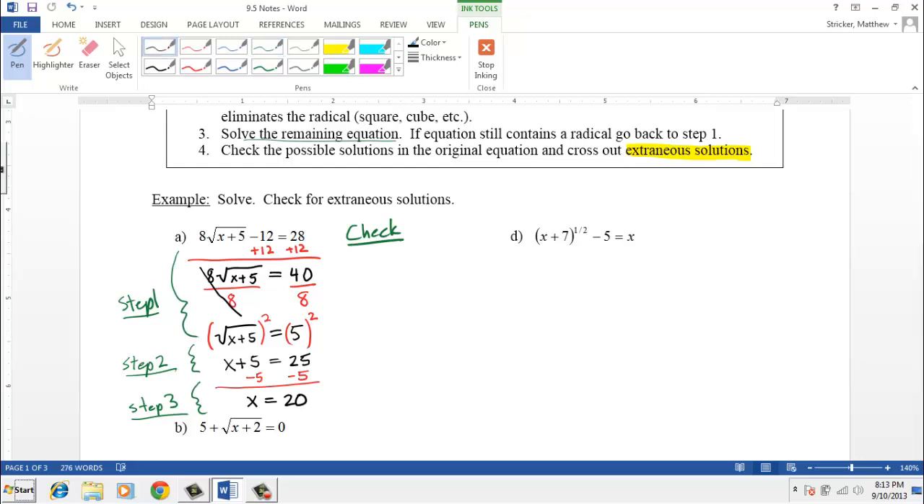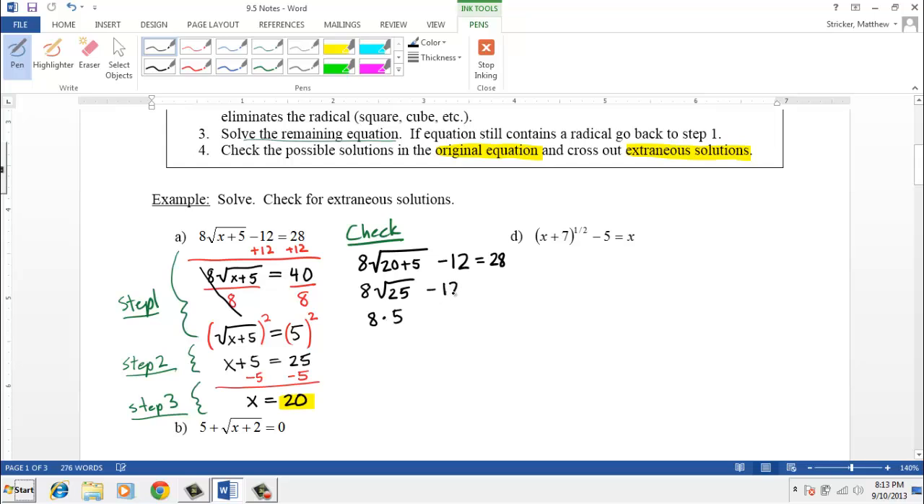So when we check, notice that we are checking in the original equation. I'm going to take my 20 and plug it back into the original, which is going to look like 8 times the square root of 20 plus 5, minus 12 equals 28. We can go ahead and simplify inside the radical. That's the square root of 25, which is of course 5. So we have 8 times 5.